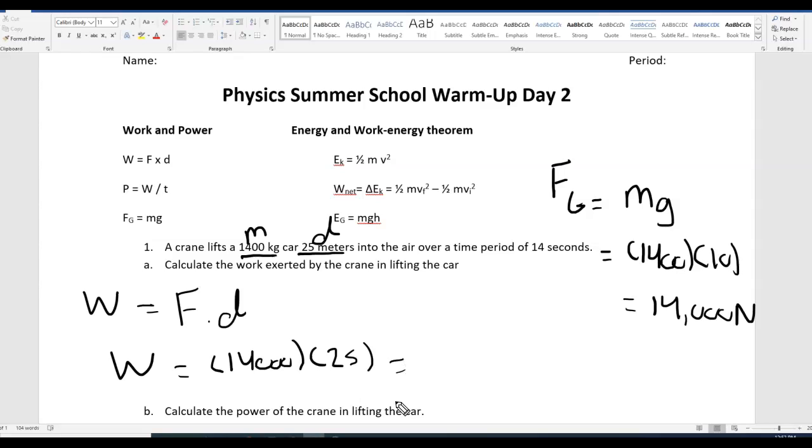Also remember that if it has a W after a number, that's not work, that is watts. So don't confuse the two W's. W used like this, or when it's equal to something, is for work. If it comes after a number, it's for watts. So if you plug that into the calculator, you should get 350,000 joules, and that is the work done by the crane to lift the car up into the air. Pause it there if you need to take a look at that.